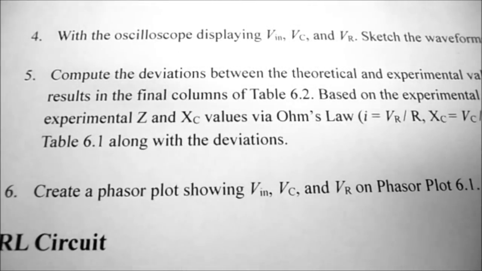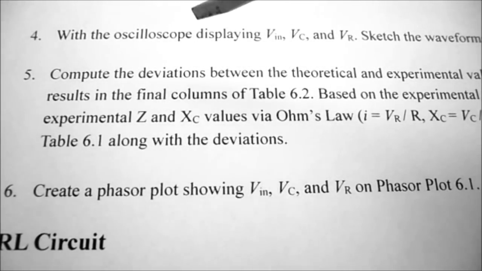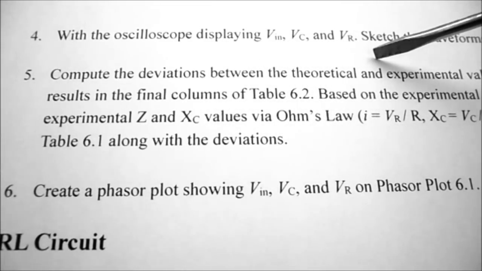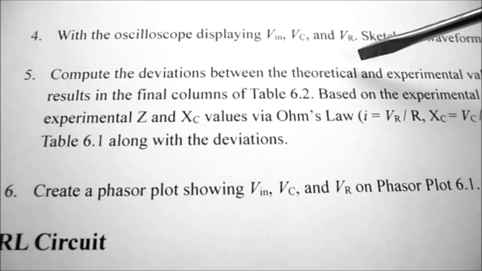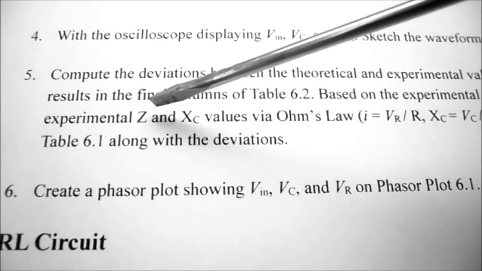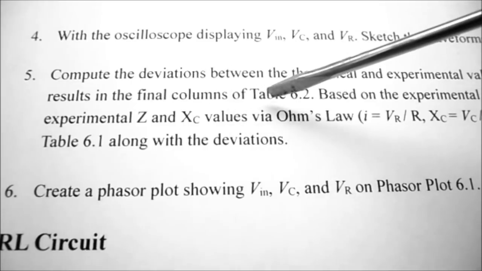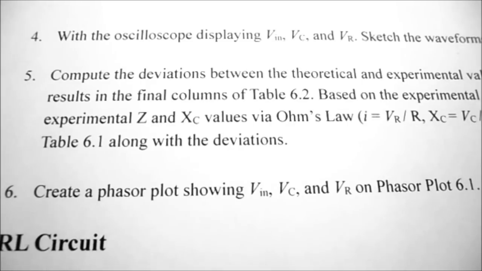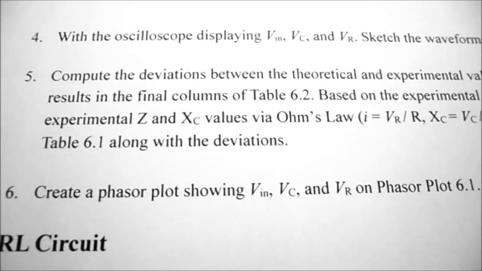So under procedure, step 5, they want us to compute deviations between theoretical and experimental values in table 6.2. And what we're going to be doing is, based on the experimental values, they want us to determine the experimental Z and XC value via Ohm's law. So I equals VR divided by R, XC equals VC divided by I, and Z is equal to Vin divided by I. And we're supposed to record these into table 6.1 along with the deviations.